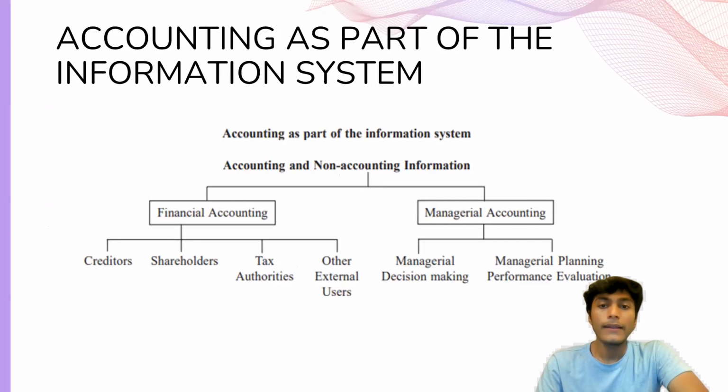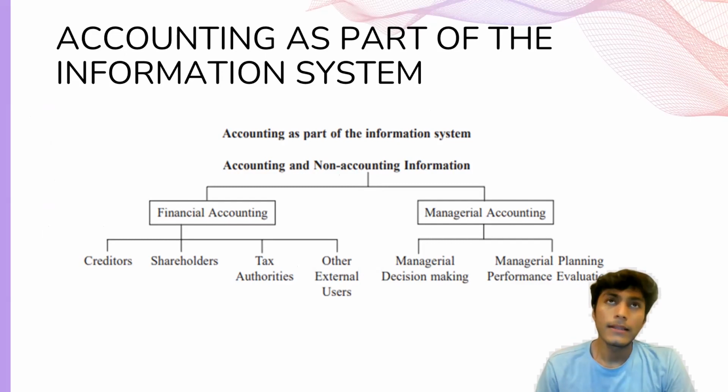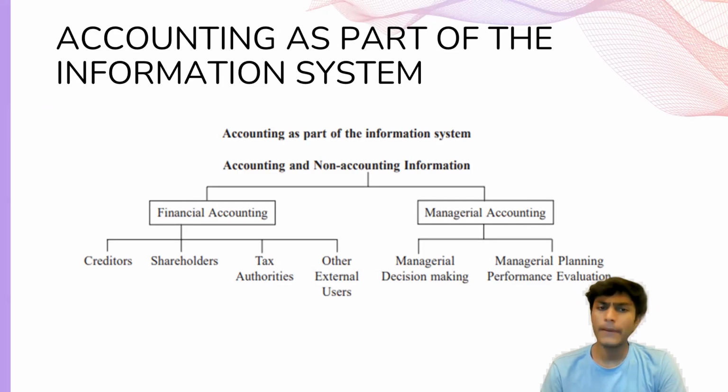Now coming to accounting as a part of the information system. We have divided accounting into accounting and non-accounting information, and further into financial accounting and managerial accounting. Financial accounting is for the outside management. The outside management would include creditors, lenders, suppliers, shareholders, tax authorities, etc. So financial accounting is for the outside party.